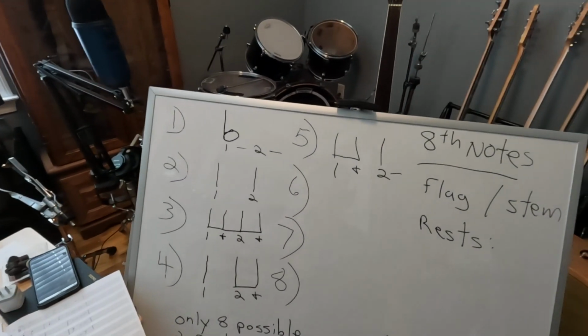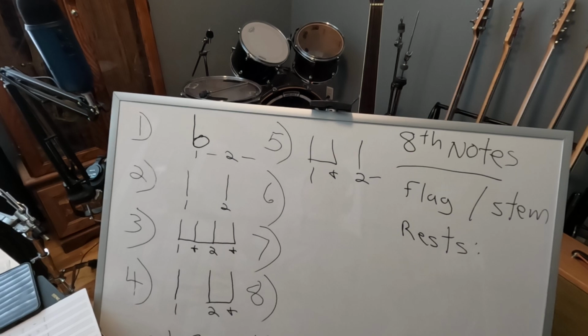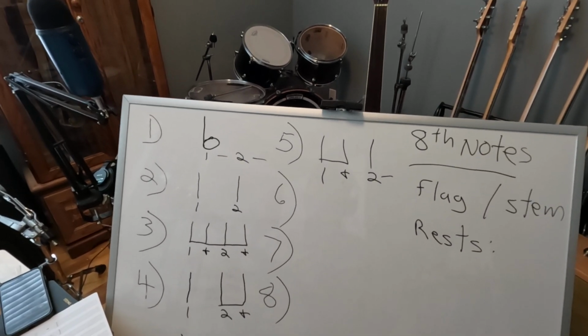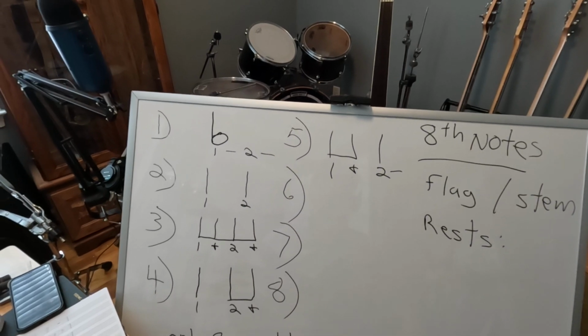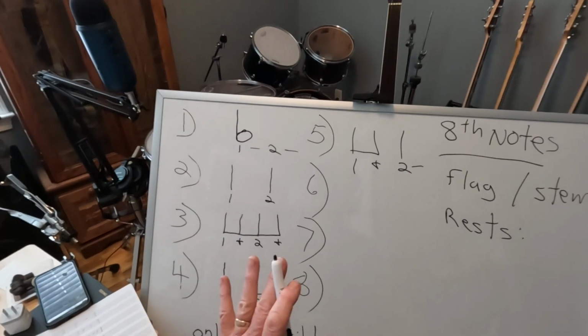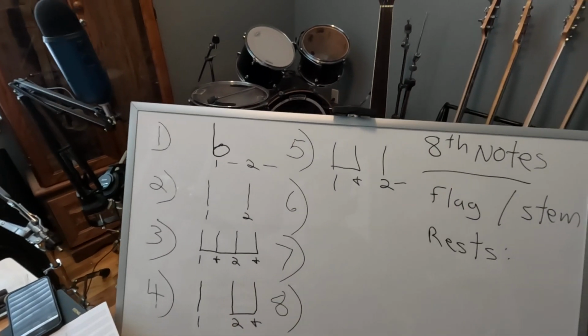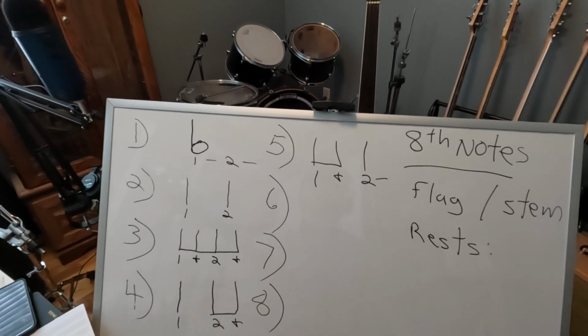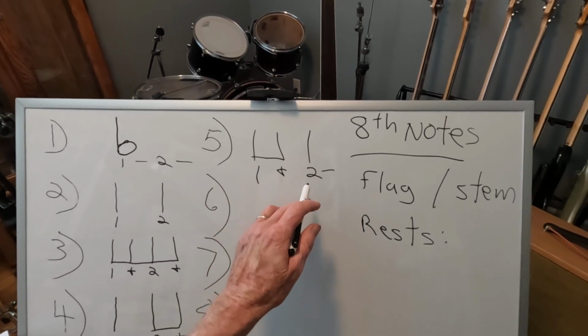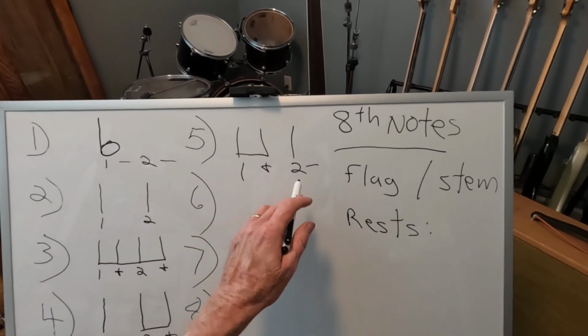All right, so it'd be 1 and 2, 1 and 2, either legato or staccato. If it's 2 staccato, then you'd show 8th notes. We're going to get into that. Don't worry about it at this point. We're just showing the patterns, possible patterns. 1 and 2, 1 and 2, 1 and 2.